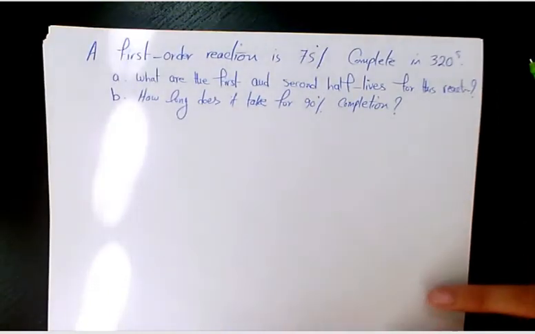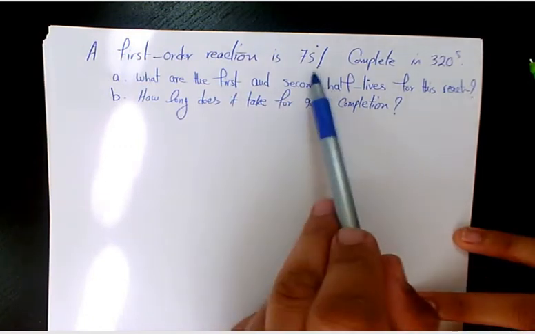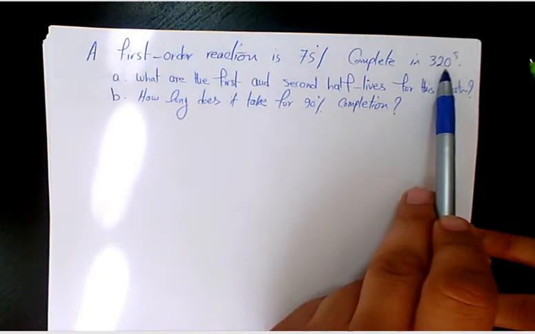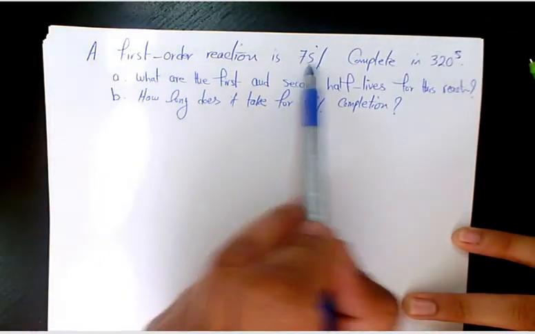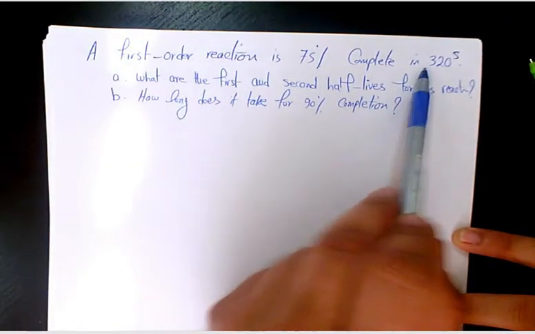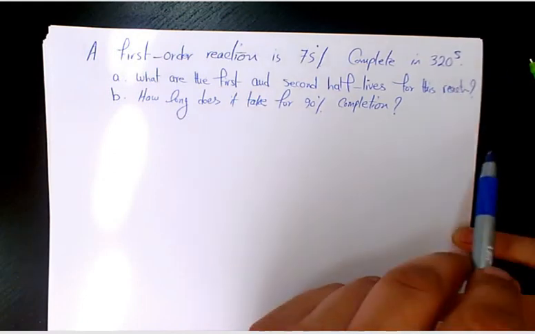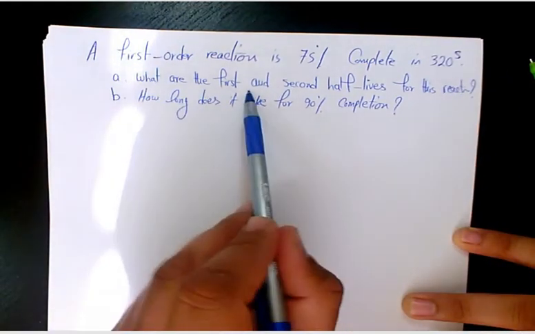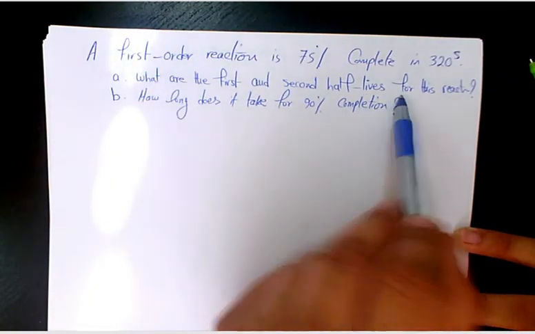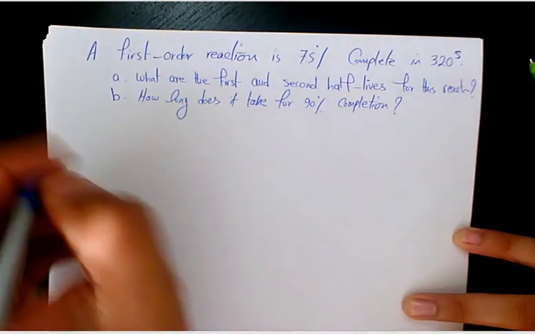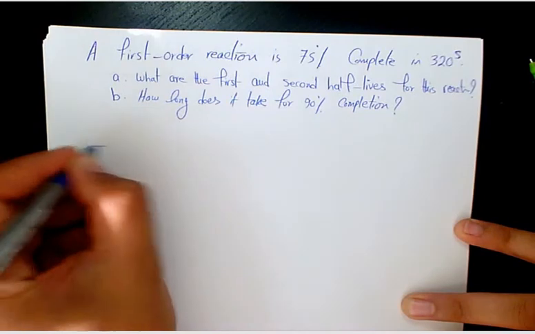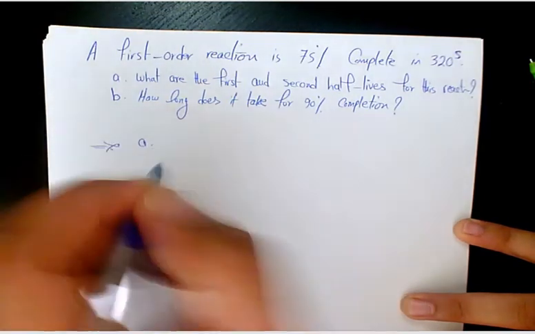A first order reaction is 75% complete in 320 seconds, so it means that this time, 320, is more than the half-life time. What are the first and second half-lives for this reaction, and how long does it take for 90% completion? So let's start with part A.